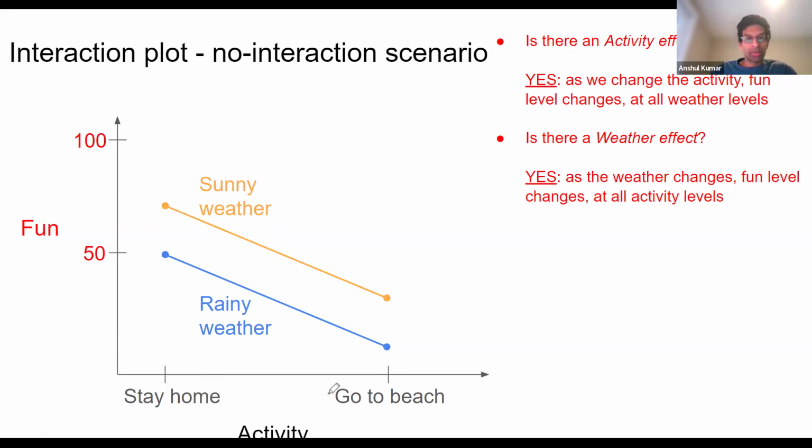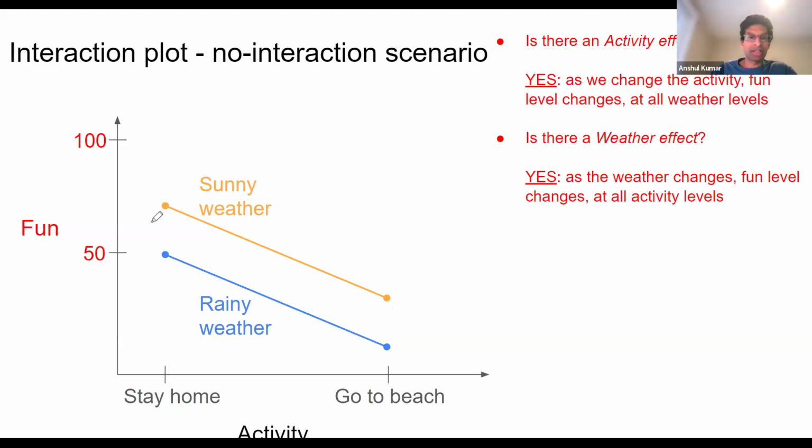And if you go to the beach and the weather is rainy, you have 10. If you go to the beach and the weather is sunny, you have 30 units of fun. That's also an improvement of 20, the same as what it was here. So now we're starting to get some clues, right?